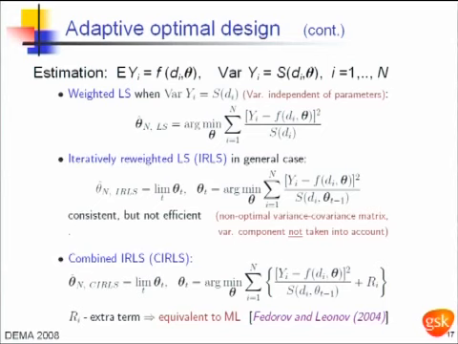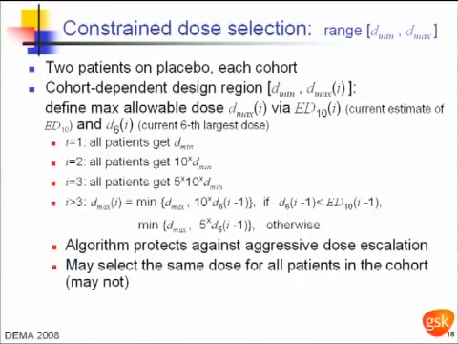And the idea here actually goes back to the famous paper by Jennrich in 1969 about general nonlinear least squares in the Annals of Mathematical Statistics. Constrained dose selection. That's the key for our particular problem.